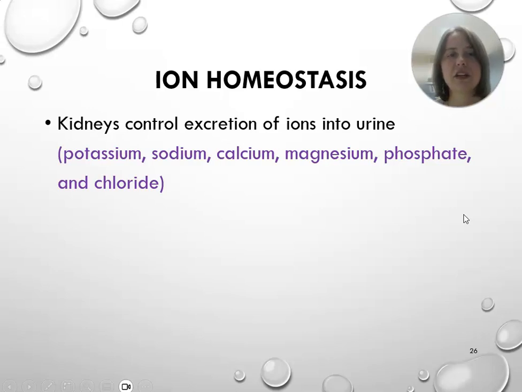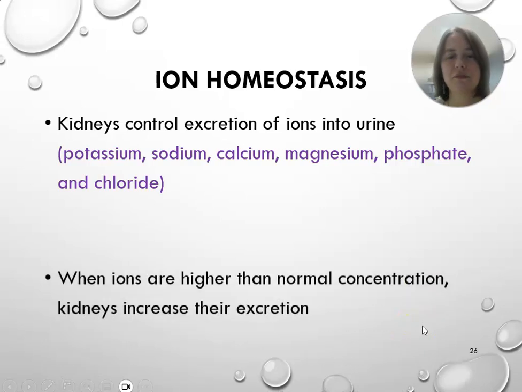So kidneys control the excretion of ions into the urine. Just a reminder, some of those ions are potassium, sodium, calcium, magnesium, phosphate, chloride. They're all really important to have in your body, right? Like you need your sodium-potassium pumps for nerve impulses, you need calcium for bones, but also for muscle contractions. You need your negative ions, phosphates and chlorides, but too much is not good.